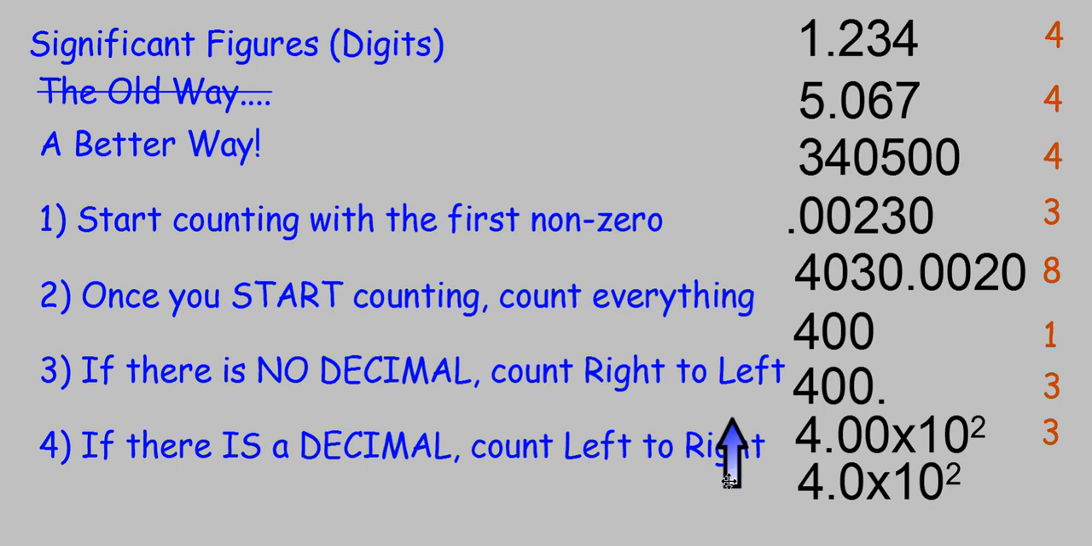Well, we would rely on scientific notation then. I do have a decimal point, so as we move across from left to right, we'll have 1, 2. It's still the number 400. Our tens place in the number 400 is significant. Our ones place is not significant. So this one only has 2 significant figures.